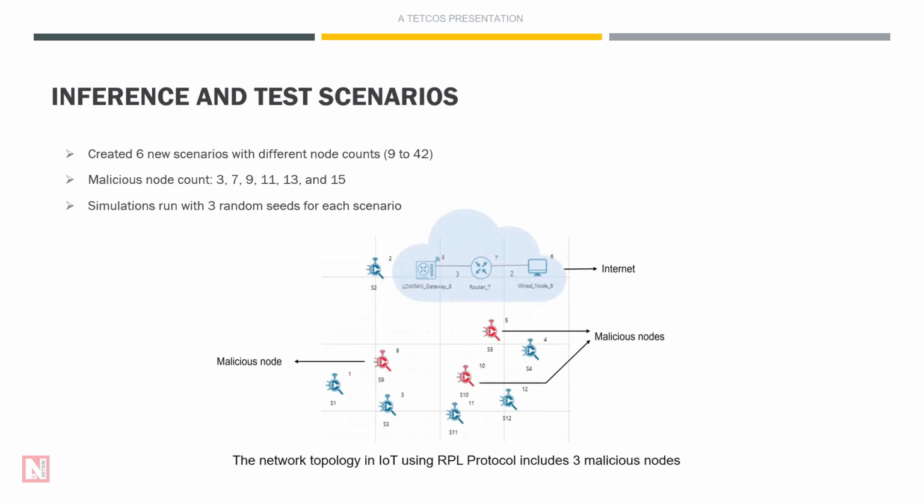This scenario used an IoT topology based on the RPL protocol, with simulated attacks from 3 malicious nodes. Features were extracted as before, but without manual labels. Classifiers then predicted malicious nodes in real time, just like in real-world use.